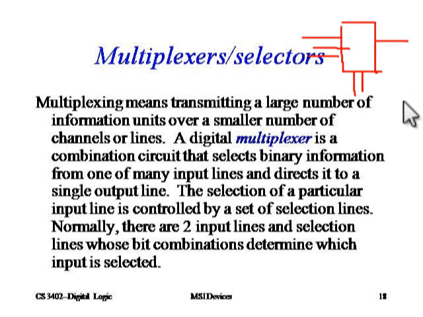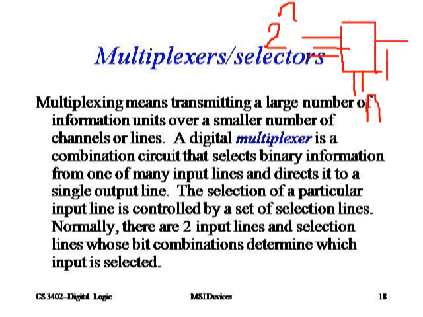Fine. So normally a multiplexer has n selection lines, 2 raised to n inputs and a single output.